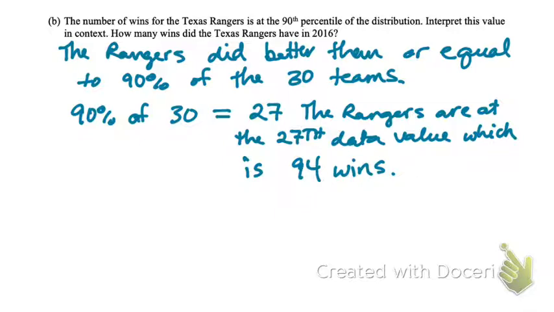So then I went to my stem plot and I was like, okay, this is 1, 2, 3, 4, 5, 6, 7, 8, and I counted up, and then this is the 27th data value. You can also go backwards if you want. This is the 30th data value. This is the 29th, 28th, 27th. So it's like, what position is it in the data? It's the 27th position. Yeah, there you go.